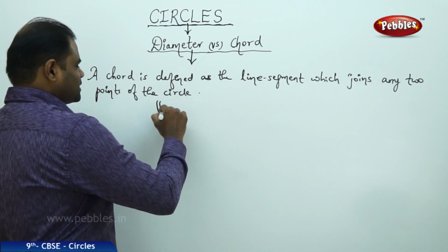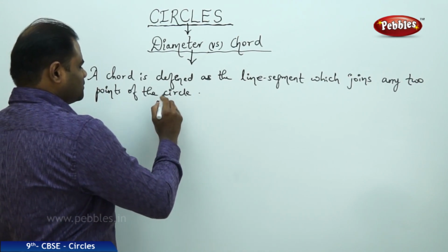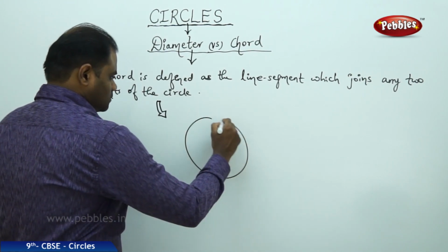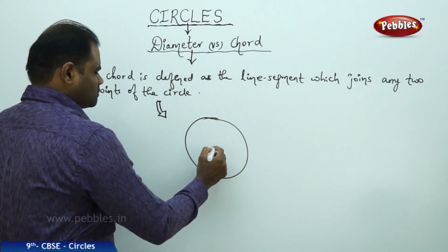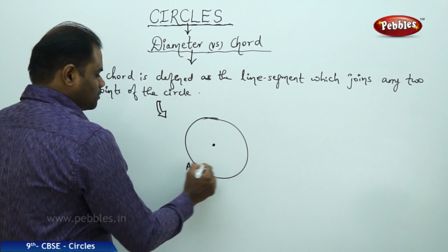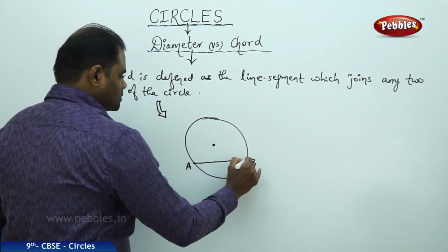That is, when I take this in terms of understanding through the diagram, I have this to be a chord. Suppose I take the points A and B. This is a chord.